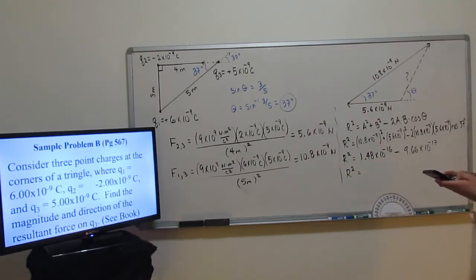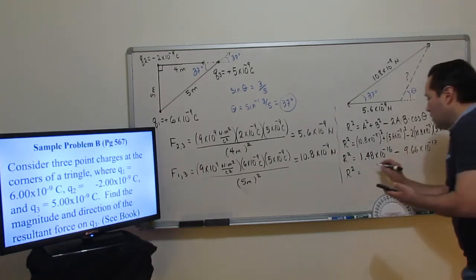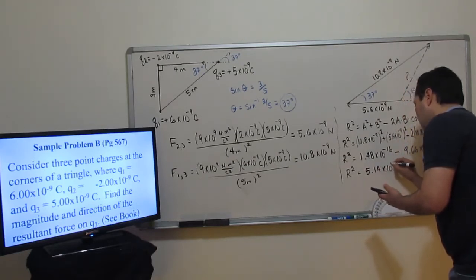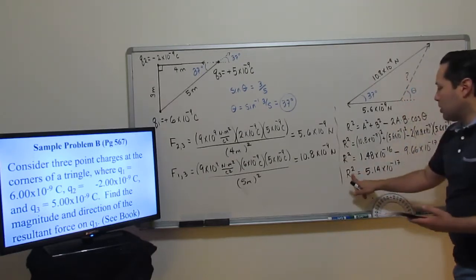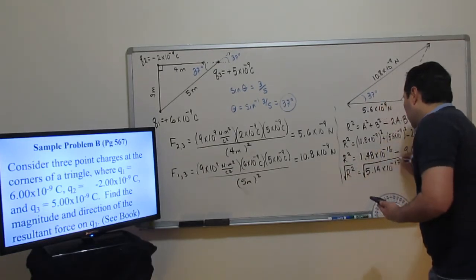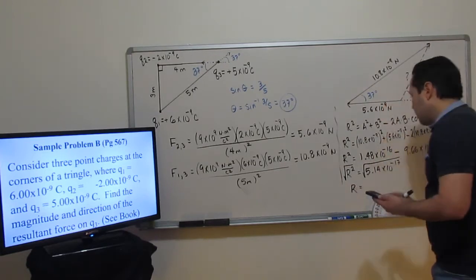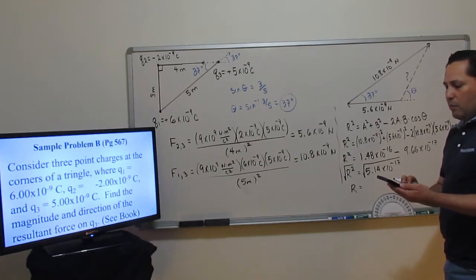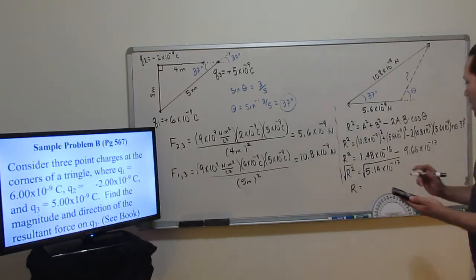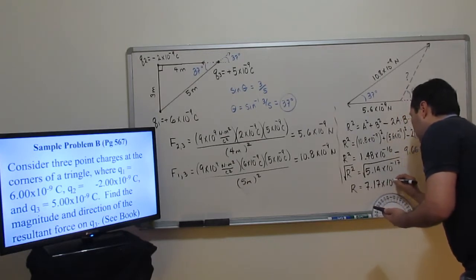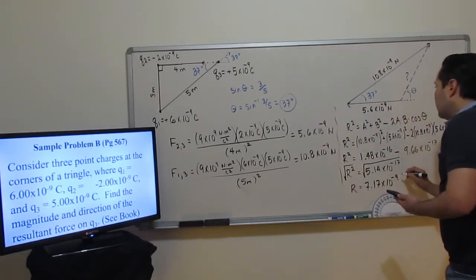For 1.48 times 10 to the negative 16 minus our answer gives us 5.14 times 10 to the negative 17. Notice I still haven't gotten rid of the square, and I do want to, so I'm going to square root. And that's going to give us a resultant. So square root of the answer equals 7.17 times 10 to the negative 9. And that is our resultant.